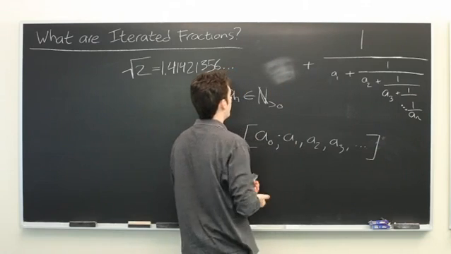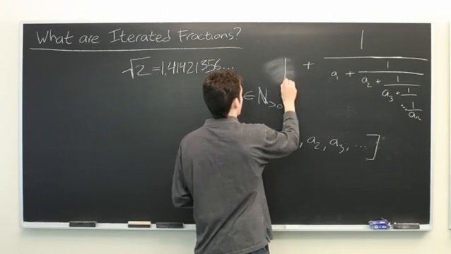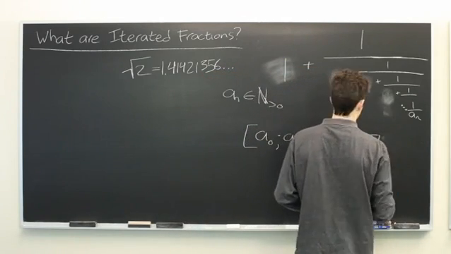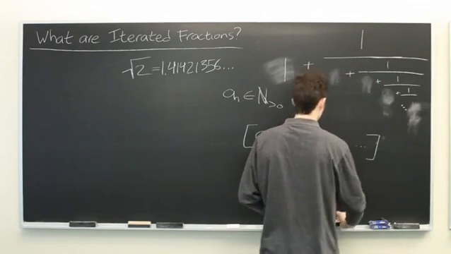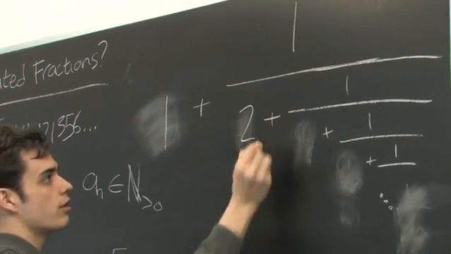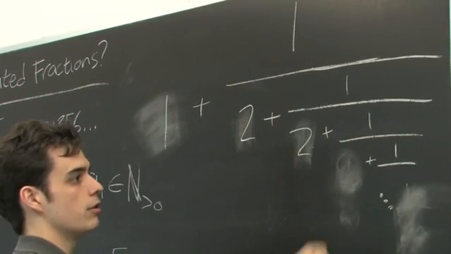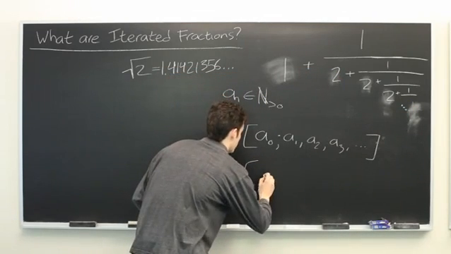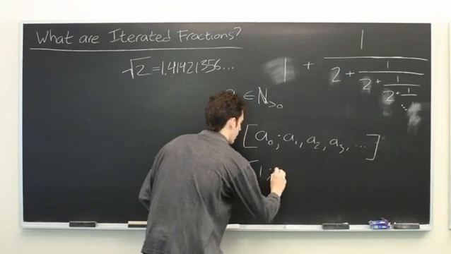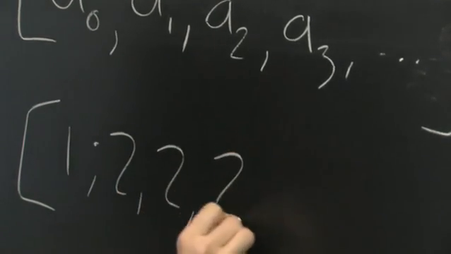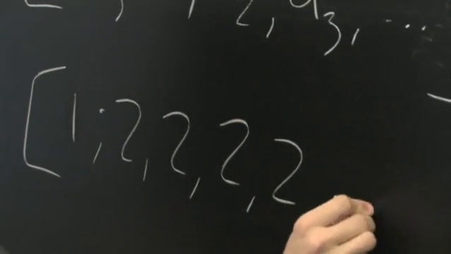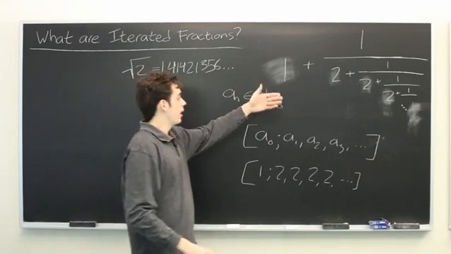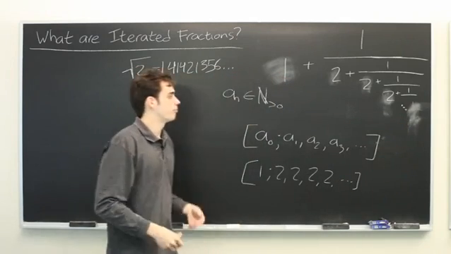Here we have a0 is 1. And then each of the other coefficients is simply 2. So that notation would be like this. 1; 2, 2, 2, 2, and so on and so forth. And if you take the limit of this process, as you add infinitely many terms, it becomes square root of 2.